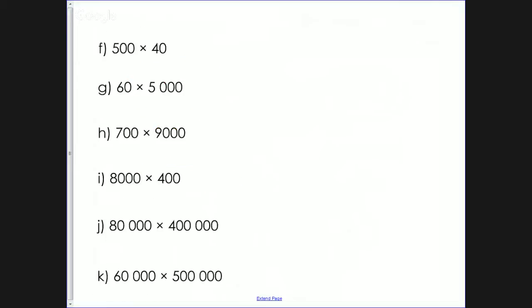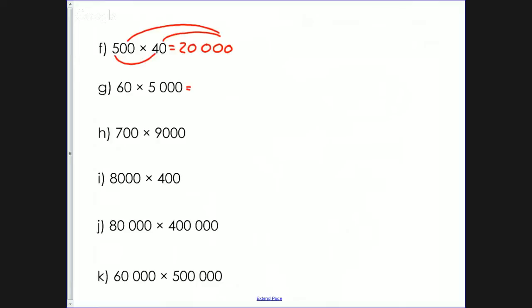Here we have zeros in both sides of the multiplication statement. So we have 500 times 40, and both of them have zeros. So we're going to find the two numbers that we do know how to multiply. So 5 times 4 is 20. And then we're going to take the two zeros and the 1 zero and put them together. So that's 3 zeros all together. And those get added onto the end to get 20,000.